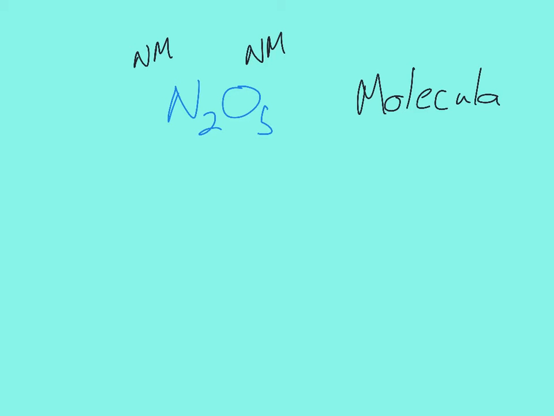Okay, how about N2O5? N is a nonmetal. That is nitrogen. O, nonmetal. 2 nonmetals. This is a molecular compound. So I name the first element, nitrogen, and the second one, oxide.